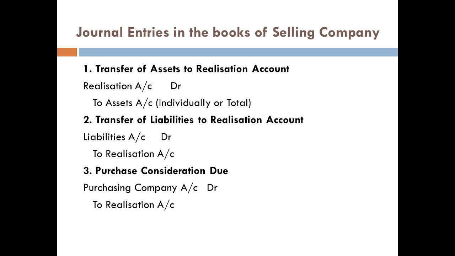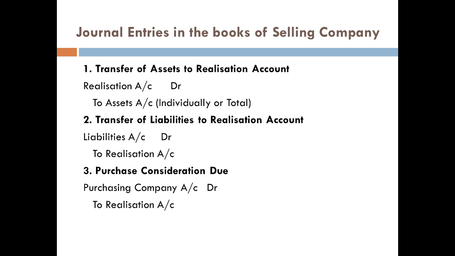Dear student, assets will always appear on the debit side, is it not? They always have a debit balance, and appear on the asset side of the balance sheet. But just look at this journal entry. To transfer it, we first put the assets on the credit side, and where we are transferring it, the realization account, is on the debit side. So the first journal entry is realization account debtor to asset account.